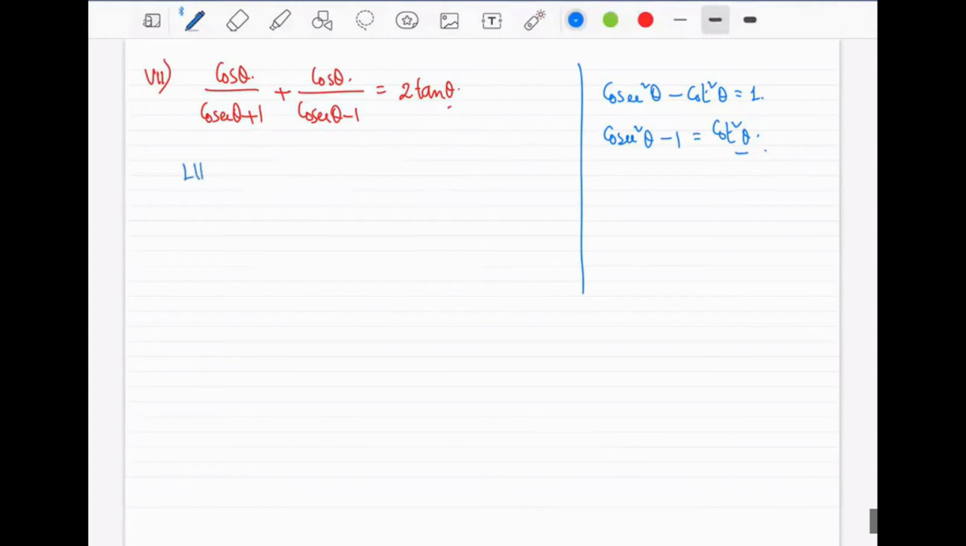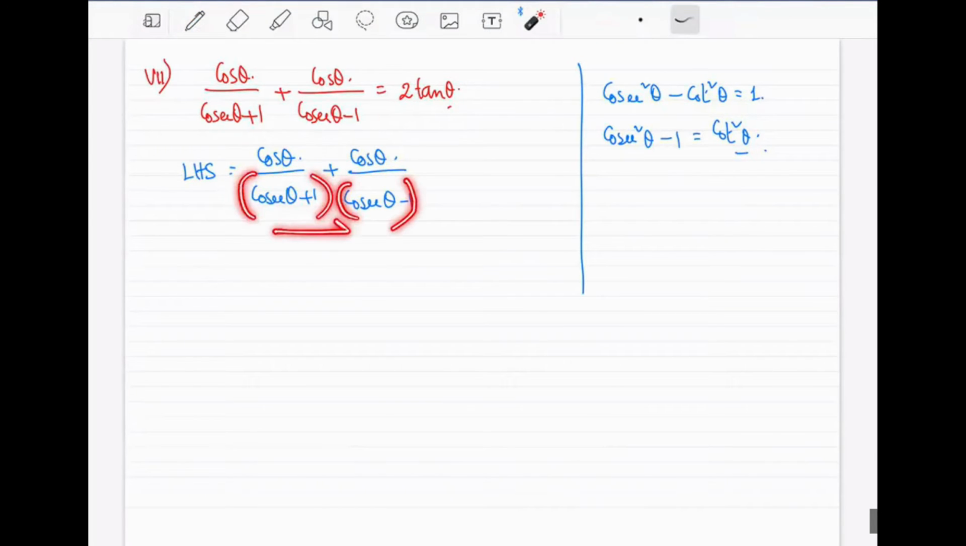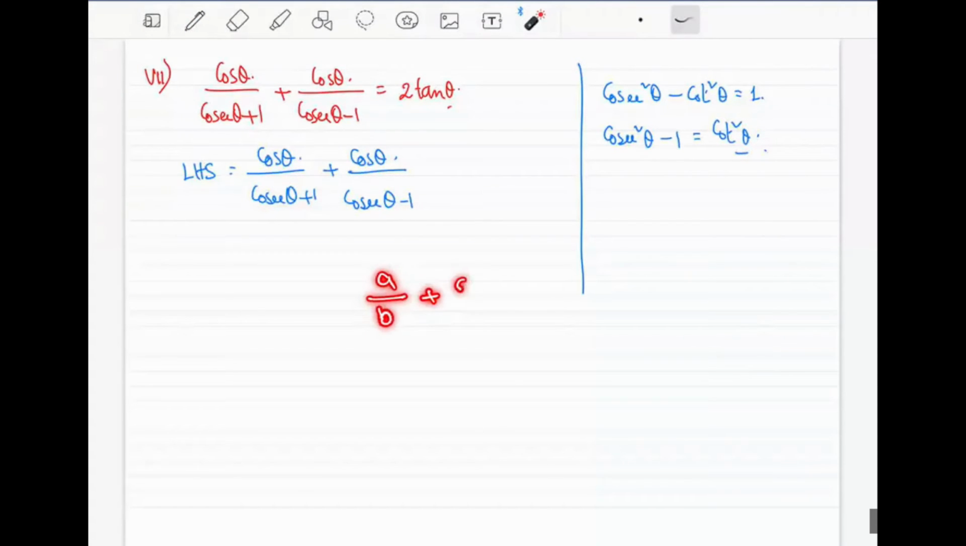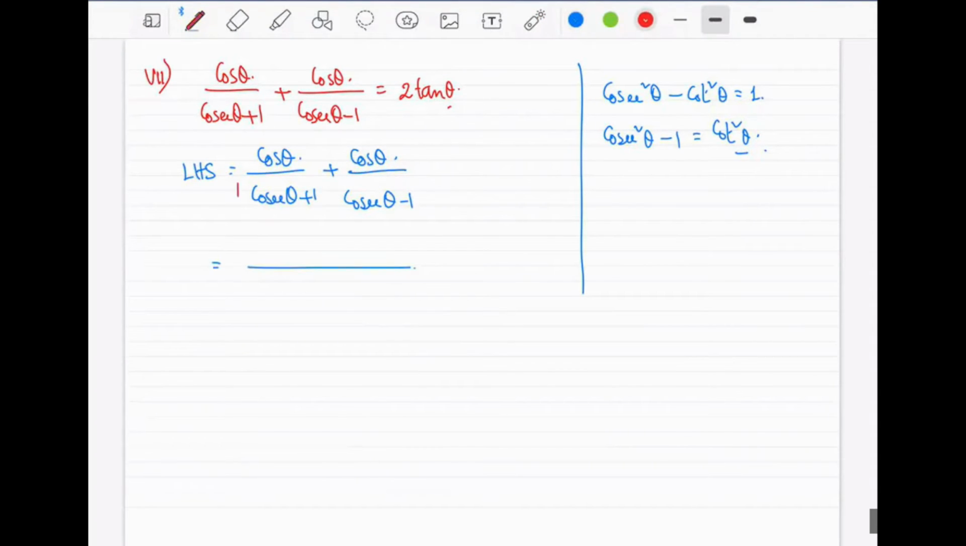So left hand side, let's see, it's cos theta by cosec theta plus 1 plus cos theta by cosec theta minus 1. Look, the denominators you can multiply and then cross multiply. It's just addition, like we have done a by b plus c by d, multiply and cross. We will do that simple procedure. Let's see what we are able to obtain. First of all, you multiply the denominators. We will write cosec theta plus 1, cosec theta minus 1. Then we will cross multiply.